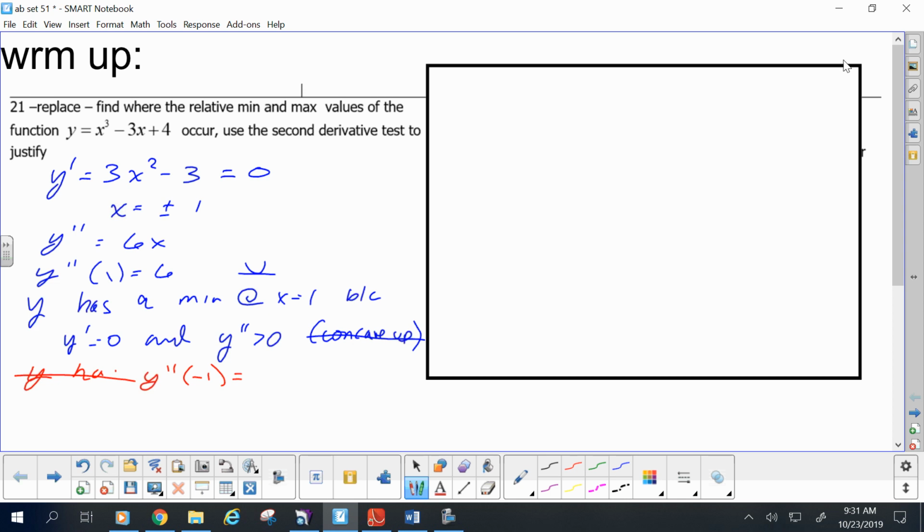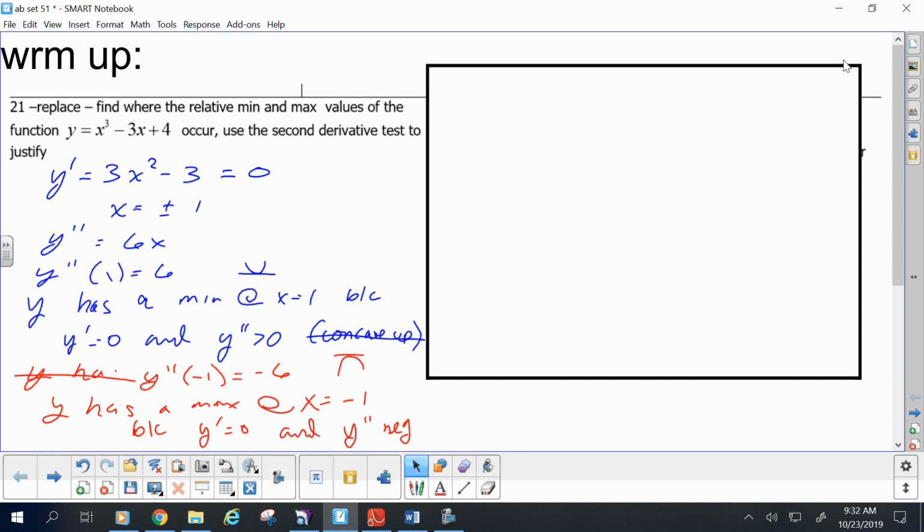If you just did the conclusion and said the max statement without evidence, would you be good? No. You must have evidence. Y double prime at negative 1 is negative 6, and that's negative, so y has a max at x equal negative 1 because y prime is 0 and y double prime is negative. Okay, cool.